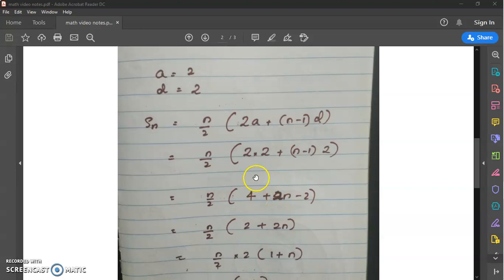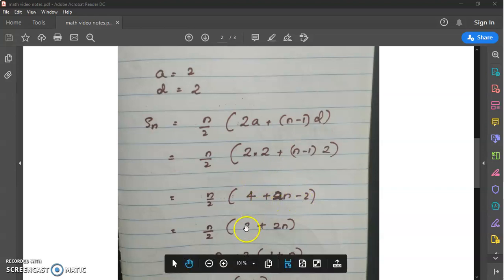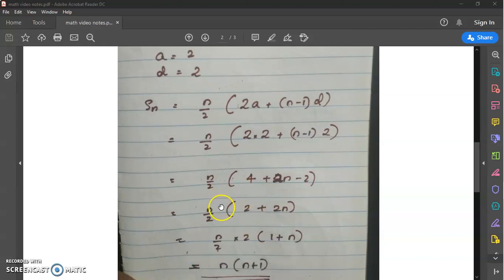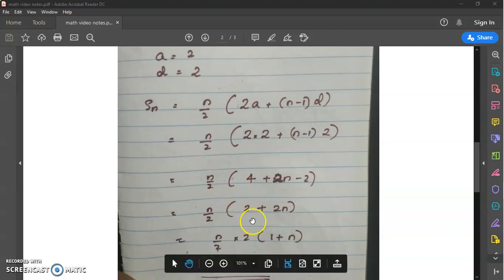So we will do 4 minus 2. 4 minus 2 is 2. So it becomes n by 2 into 2 plus 2n. तो इधर क्या कॉमन है? इधर भी 2 है, इधर भी 2 है. So if I take this 2 outside, क्या बाकी है? 2 divided by 2 is 1. इधर से 2 हटाया तो 1 बाकी है.